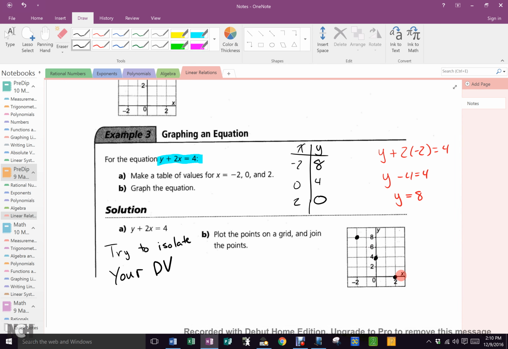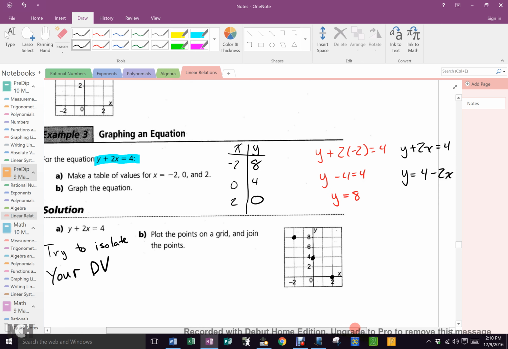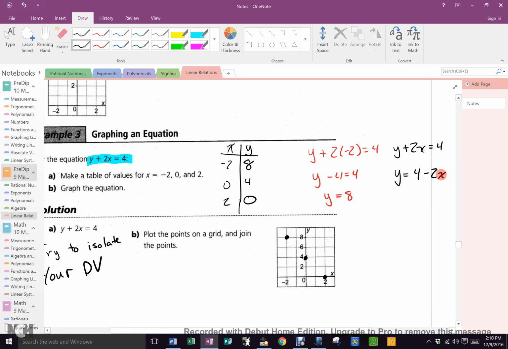Do I join the line? You guys are wusses. Some of you are going like this. Get a spine. Do I join the line or don't I? Yes. Why? Because it has any value. Every value of x can be multiplied by 2, and have that answer subtracted from 4. So I join the line.